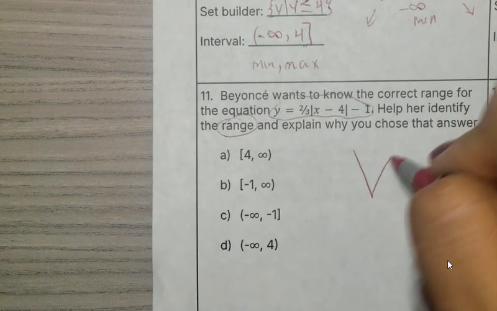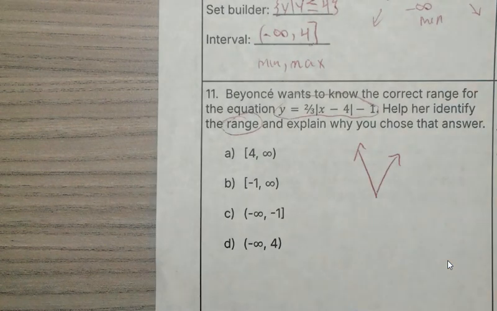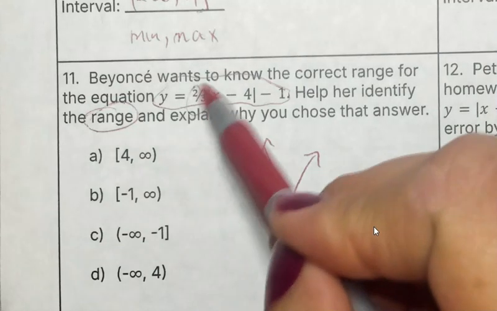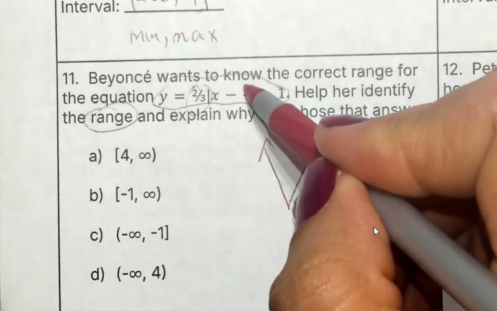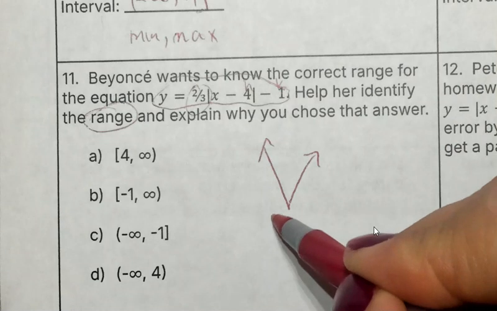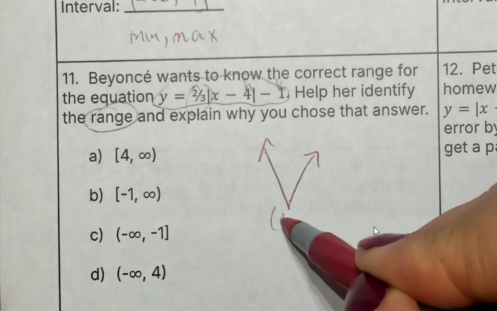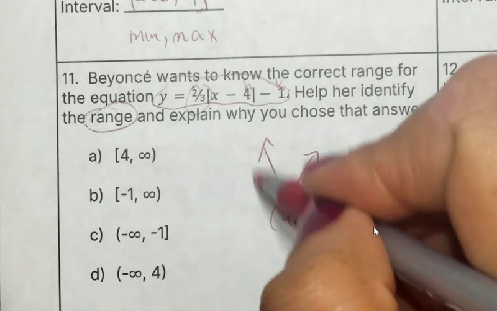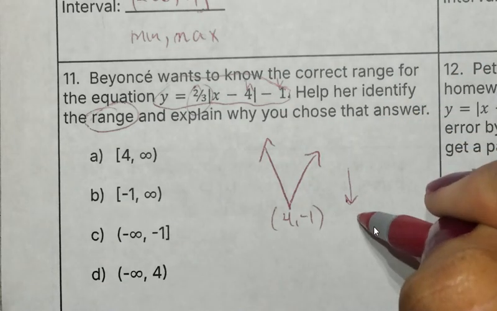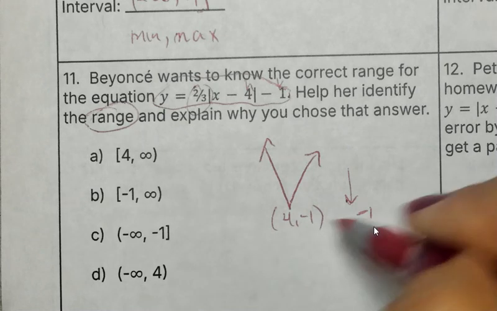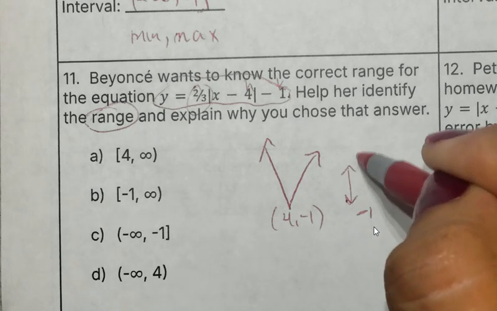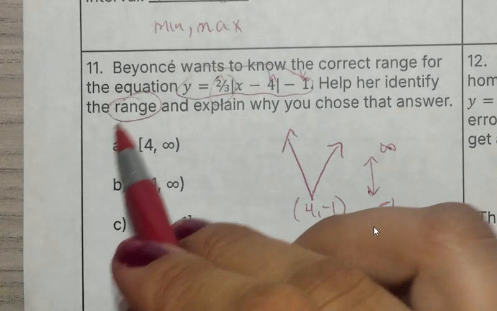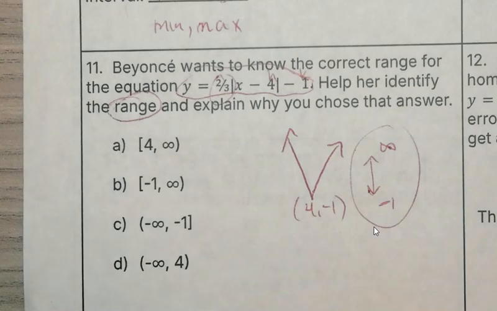We can sketch that, and we could have seen that without graphing by just analyzing the a value being positive, opens up, and then using this h and k as your vertex. So we have 4, -1 as our vertex. So keep in mind that the lowest this graph goes is -1, and the maximum it goes is positive infinity because it goes up forever. And it's asking for range. So these values are the ones that will help you.